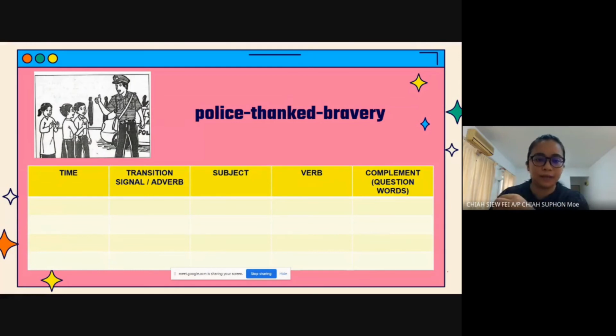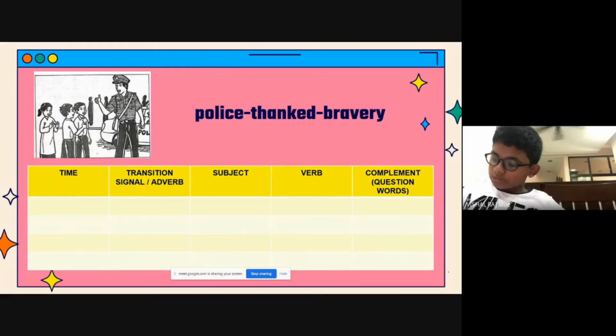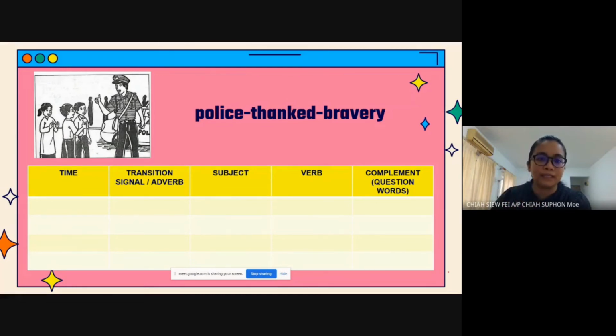You have to think about when the police arrive at the scene, what the pupils do. Don't just say the police thank the pupils for their bravery. That is not a good ending because you are ending it abruptly. So you have to think when the police were there, what did the pupils do? Then only the police thank them for their bravery. Don't end your story suddenly. That's why we need the transition signal to show the sequence.